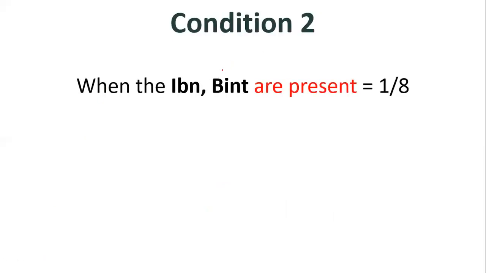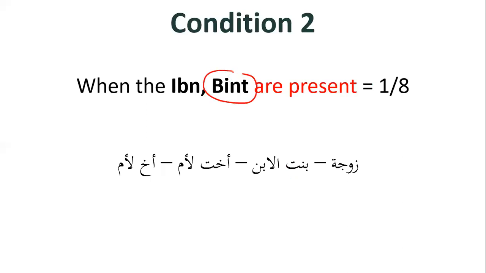Another example for condition number 2, when the Ibn Bint are present. Again, we should know these conditions off by heart. When the Ibn Bint are present, then she will receive 1/8. So over here we can see that the Bint is present, the Bint al-Ibn, and so the Zawjah will receive 1/8 of the inheritance. And we also know that the Ukht li-Ummin and Akhli Ummin will be mahjoob.